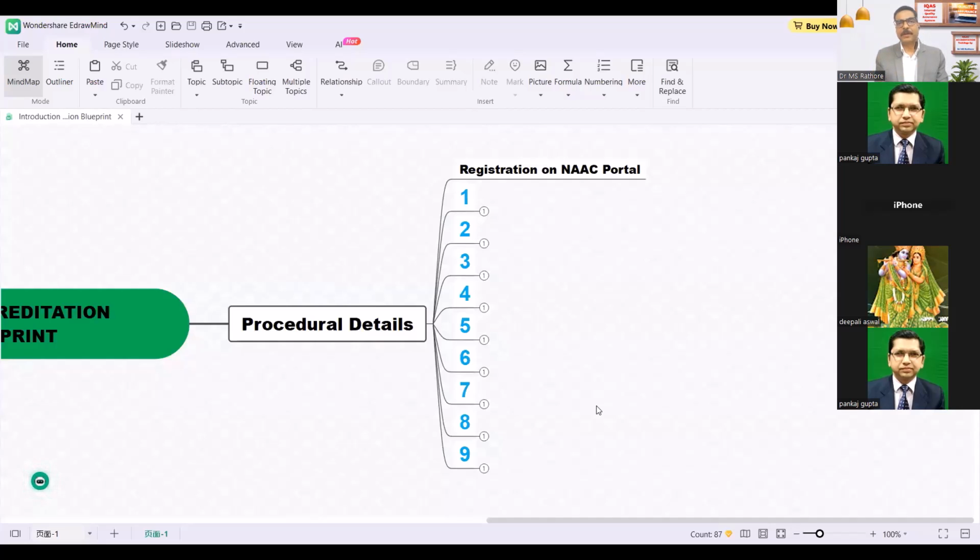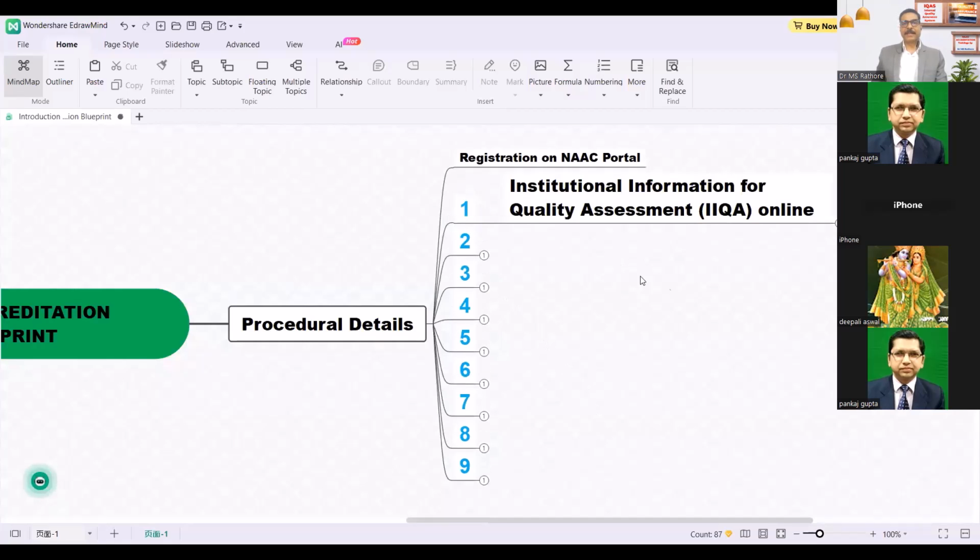Then there is a concept known as DVV, the data validation and verification. I will share what it is, what its significance is, what things must be taken care of while doing the documentation and filing for the NAAC accreditation process, and what significant points must be understood. So with this outset, let's move to the first step. This first step is the institutional information for quality assessment.